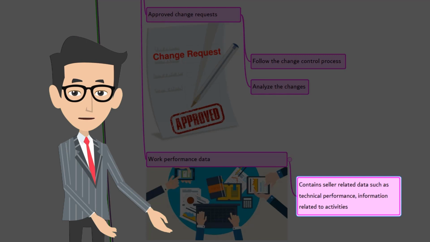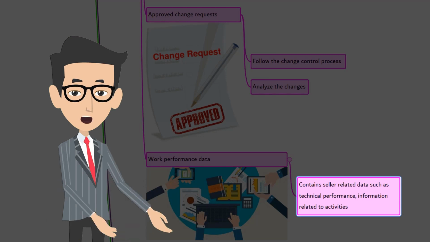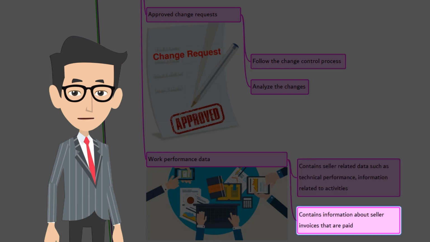Work performance data contains seller data on project status, such as technical performance, activities that are started, in progress, and completed, and costs that have been incurred or committed. Work performance data can also include information on the seller's invoices that have been paid.